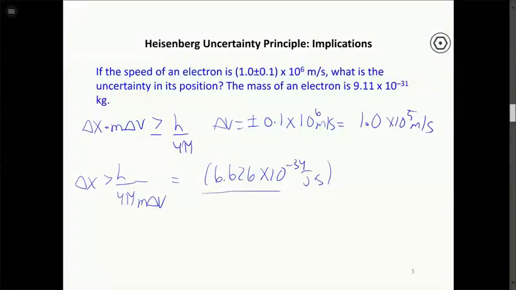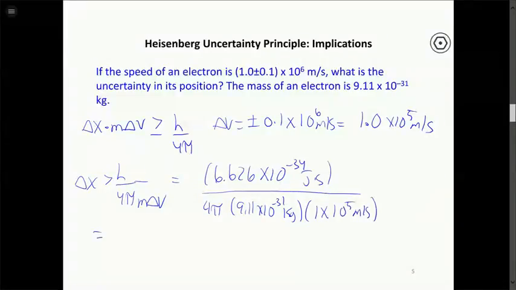And so if we put the mass and the velocity of this electron down here, 4 pi, and then the mass is 9.11 times 10 to the minus 31st, and the uncertainty in the speed is 1 times 10 to the 5th, we calculate an uncertainty in position of 5.8 times 10 to the minus 10 meters, which is 0.58 nanometers.